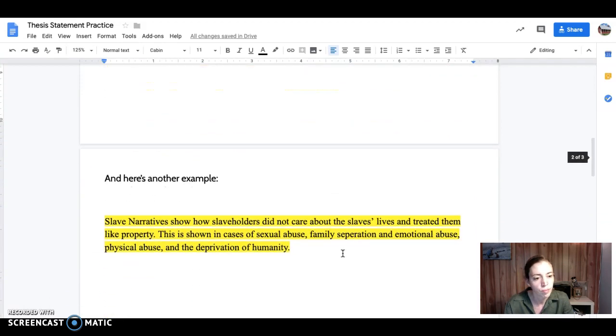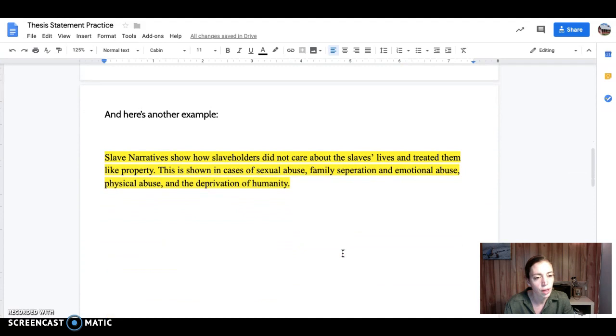Let's take a look at this one. Now, this is also from our previous DBQ. And again, we have slave narratives. So here we have our topic. Then we have show how slaveholders did not care about slaves' lives and treated them like property. So that is the opinion, okay? Now notice this student has decided to use two sentences, which is totally acceptable. You can definitely do that if you feel like you need to.